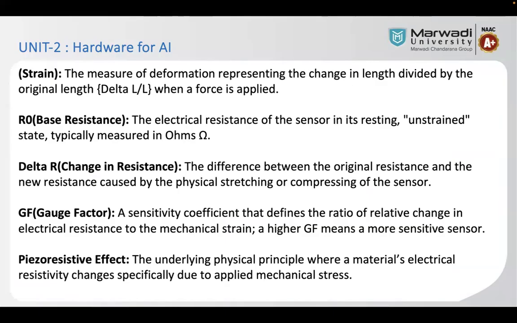And then, what are the other important terms associated to the strain gauges? First is the electrical resistance of the sensor in its resting or unrestrained state, typically measured in ohms as a unit of measurement, that is called base resistance. The delta R is the change in the resistance whenever the strain gauge gets disturbed. The difference between the original resistance and the new resistance caused by the physical stretching or compression of the sensors.